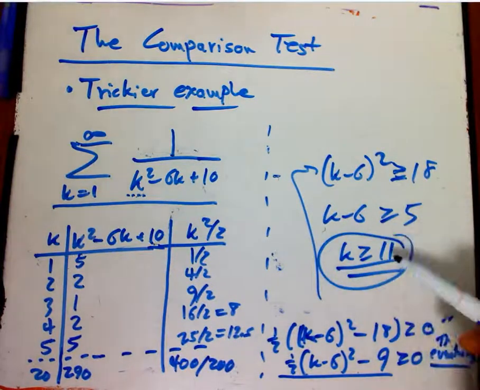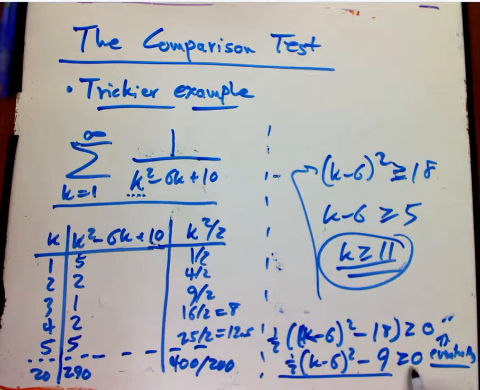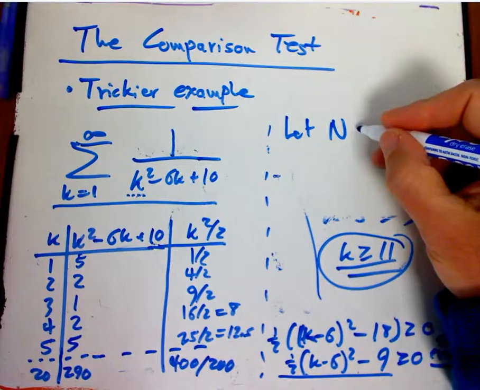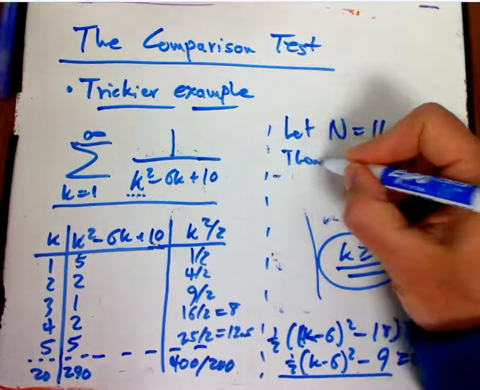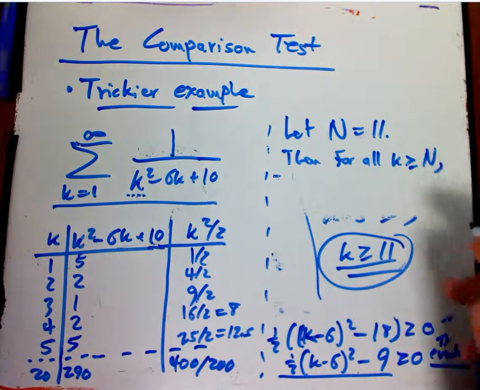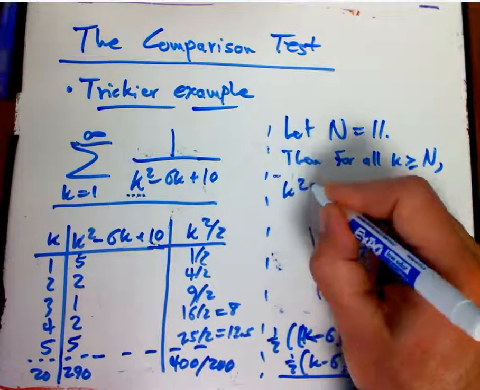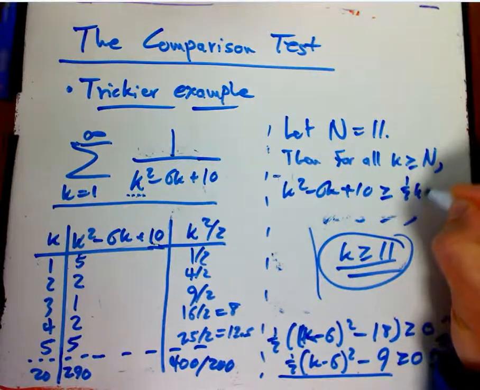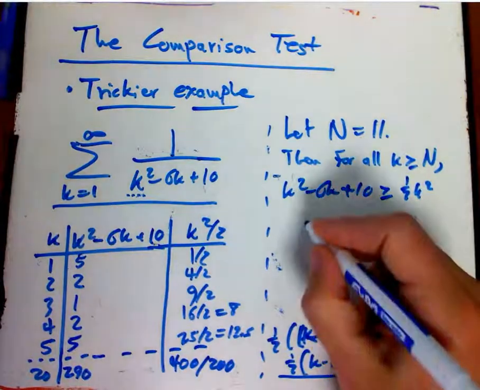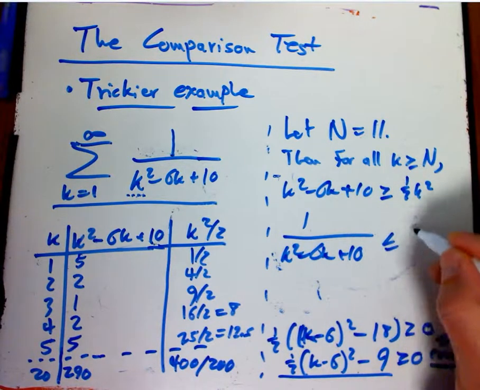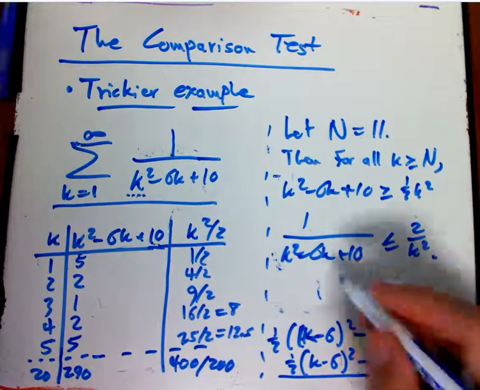Okay, so as long as k is greater than or equal to 11, this quantity is going to be greater than or equal to 0. All those other things are going to be greater than or equal to 0. And so we can summarize it by saying, let big N equal 11. Then for all k greater or equal to big N, we have that k squared minus 6k plus 10 is bigger than or equal to 1 half k squared. So the fractions are doing what we want. That's less than or equal to 2 over k squared. Aha! And that's what we want.